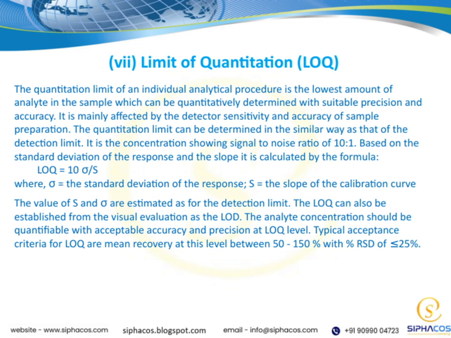The calculation for LOQ involves the standard deviation of our response, denoted as sigma, and the slope of our calibration curve. The formula is LOQ equals 10 times sigma divided by S. In practice, we estimate these values just as we do for the detection limit. Sometimes, the LOQ can also be established visually, based on what we observe in our data as the lowest reliably quantifiable concentration.